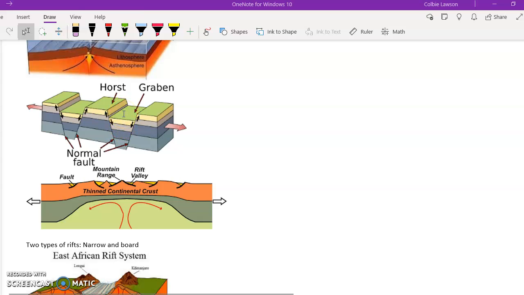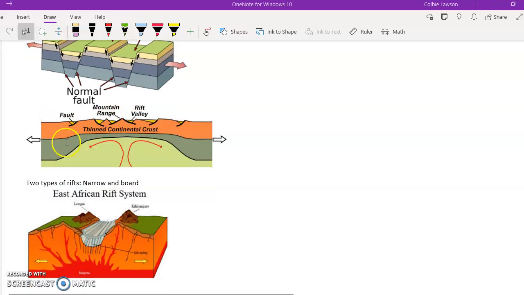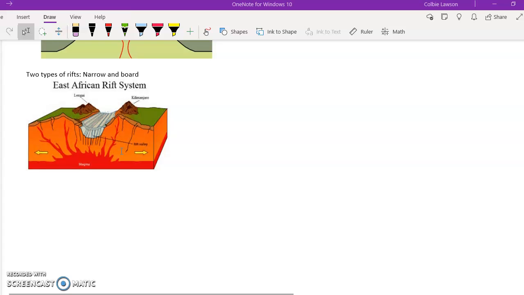Now, when only one section drops, it's called a half graben. But as you can see in this picture right here, these are the plates diverging. That's where the rift valley is created. That's the mountain range on the side of the rift valley. Then as you can see, there's the fault right there that helps create that rift valley. And next we're going to discuss the two different types of rifts.